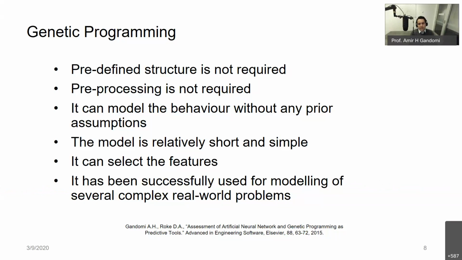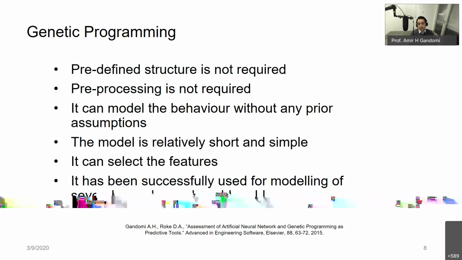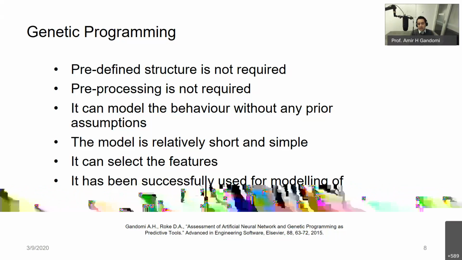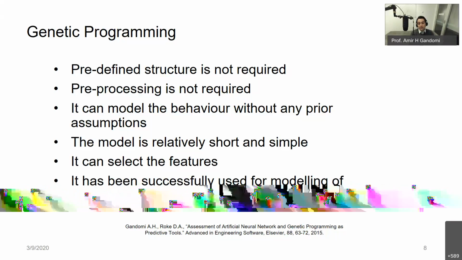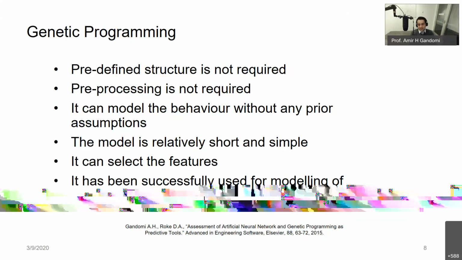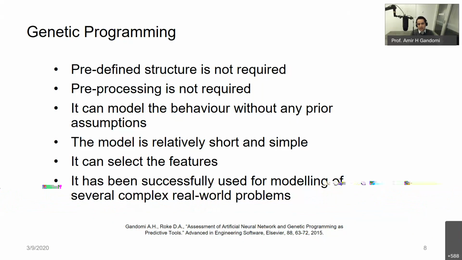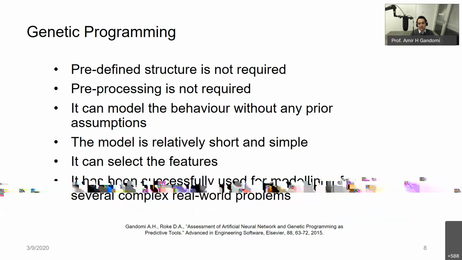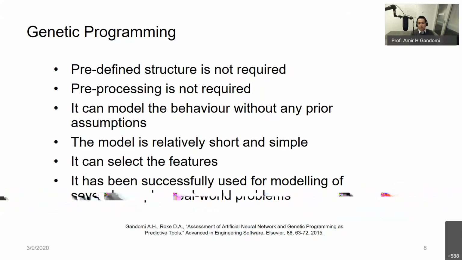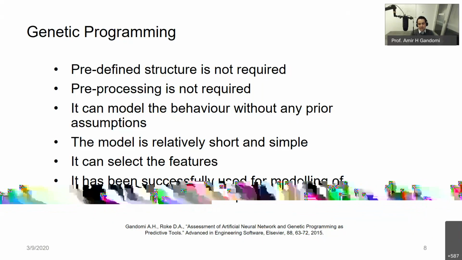The other thing is genetic programming can select the features. As I mentioned in the beginning, in data analytics we need to have two main selections: one feature selection, one model selection. Genetic programming can select features inherently, and it also doesn't have any predefined structure. So it can do both of those selections inherently in its process, which is very, very interesting.